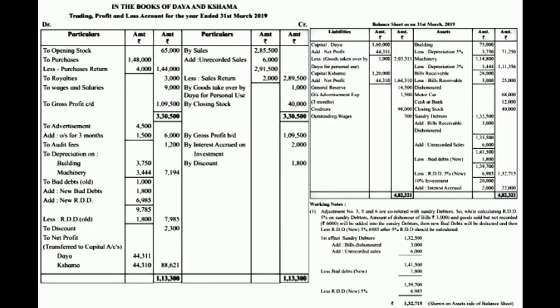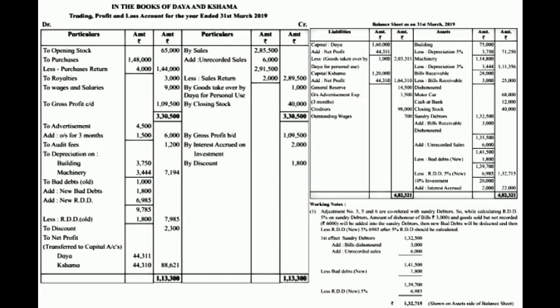So this 3,30,500 we have to deduct with the debit entries. There are 4 debit entries, 65,000, 1,44,000, 3,000, 9,000. So from these 4 entries we have to deduct 3,30,500. After deduction we will get the amount 1,09,500. This amount is called gross profit carried down. Now carried down, this is in your trading account, gross profit carried down.